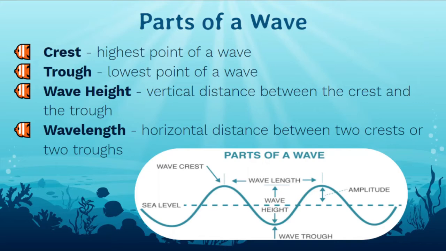Now wave height is the vertical distance between the crest and the trough. Okay, and wave length is the horizontal distance between the 2 crests or the 2 troughs.